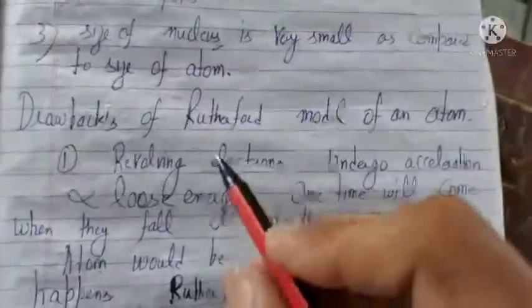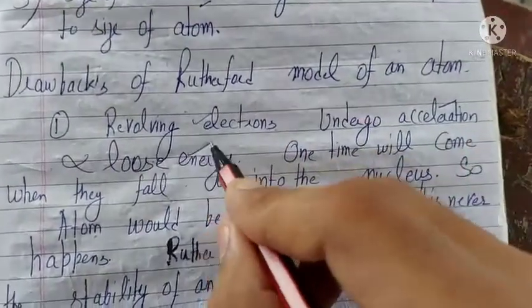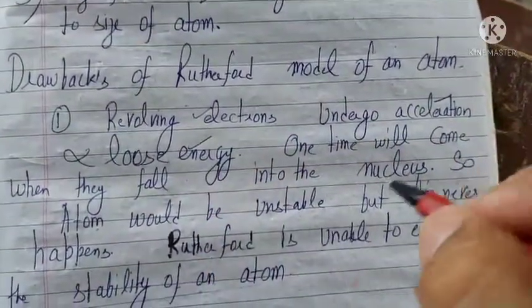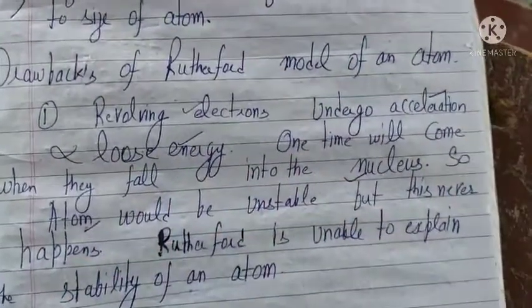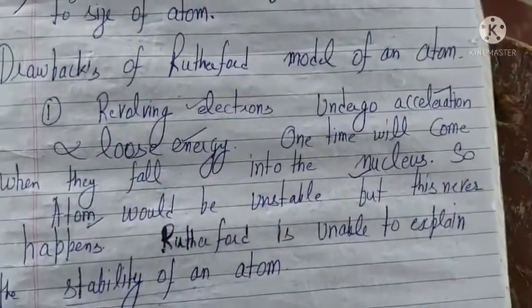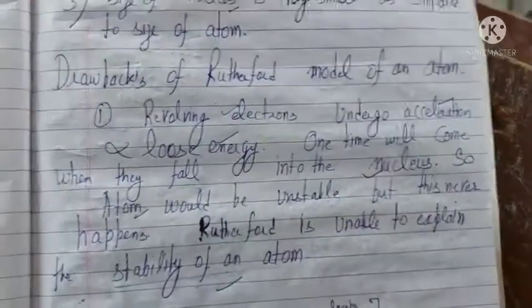That means electrons are revolving, so they will have acceleration, and while accelerating they will lose some energy and they are going to fall into the nucleus with time, and the atom would have become unstable. But this is not happening. So Rutherford is not able to explain the stability of an atom.